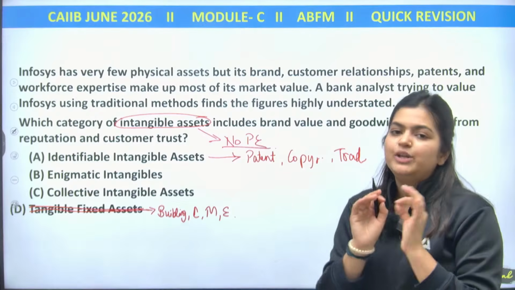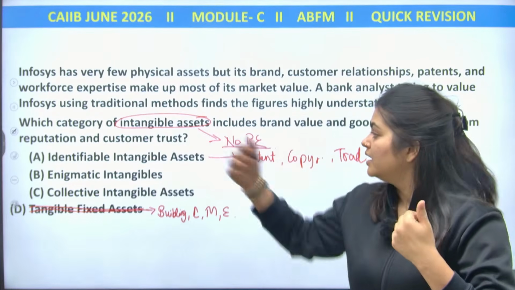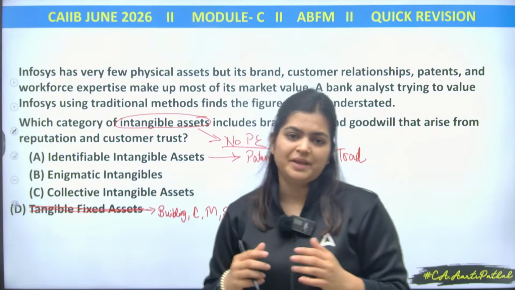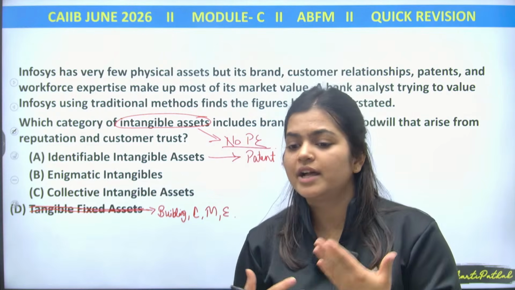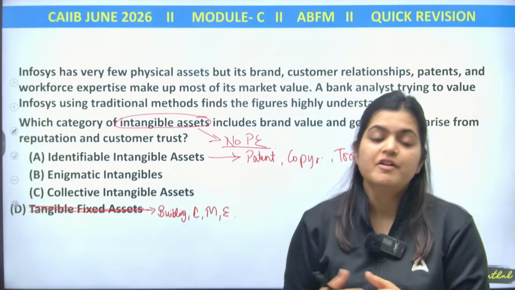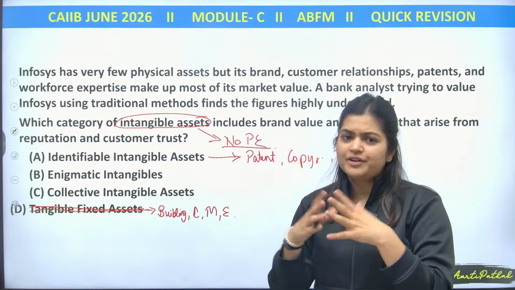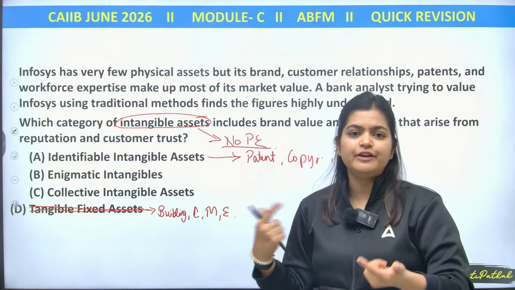Clearly, you can value that amount. That is identifiable intangibles. Then, enigmatic intangibles means these are under WIP. These are currently under progress. But as soon as their research will be completed, that will give you benefits.